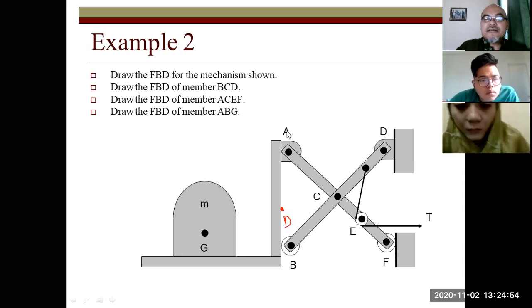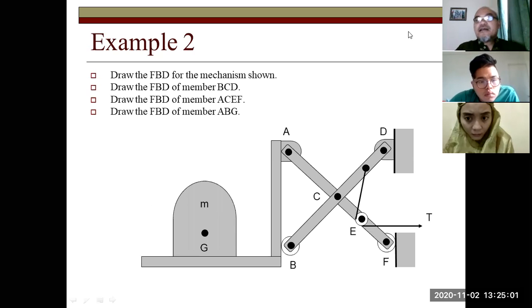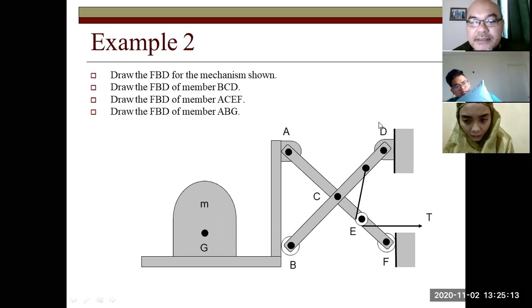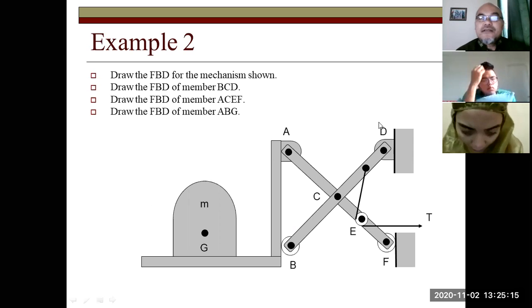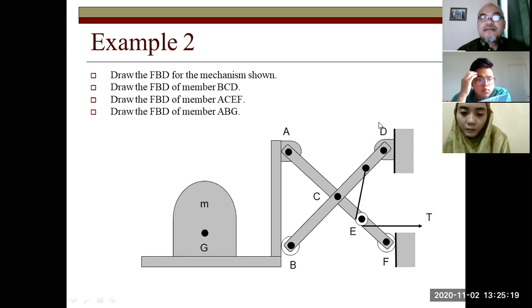So this is the free body diagram. Learning how to draw free body diagrams. Now let's go to a more complex and complicated structure like this. We have a mass M whose center of gravity is at G, connected to two beams, ACEF and BCD. Both beams are connected in the middle at point C.